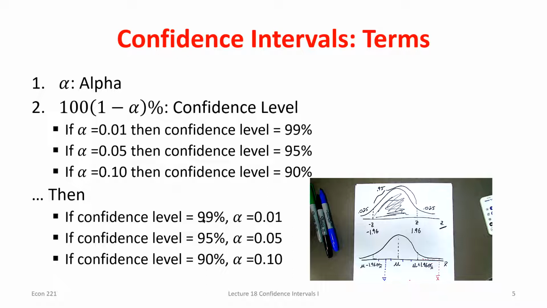If you tell me, I want the 99% confidence interval, well, that means there's 1% outside the interval. In decimal form, that's 0.01.